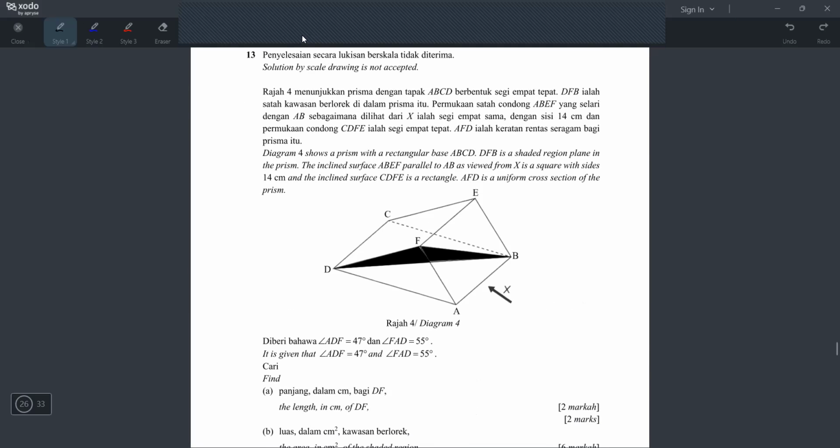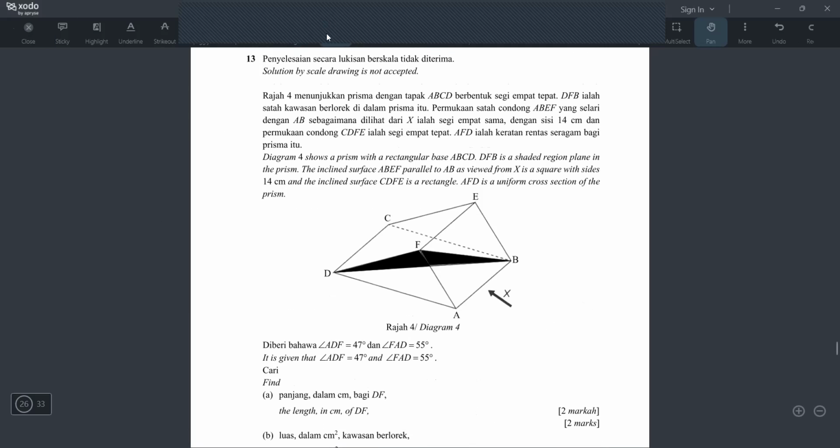All right, number 13. This is solution of triangle. Very obvious, right? Solution by scale drawing is not accepted. This one is not important, just skip that. Diagram 4 shows a prism with rectangular base ABCD.